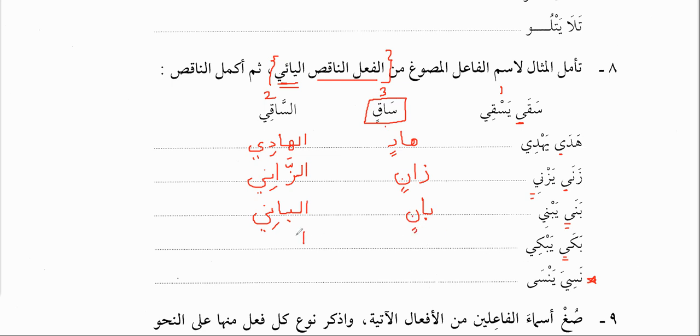Baka, al-Baki. So we have Al-Baki here and we have Bakin. Nasiya, Yansa. So we have An-Nasi. And we have Nasin. So this is how you get the structures.